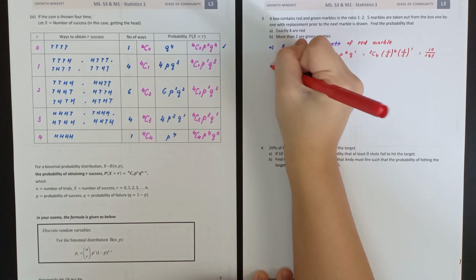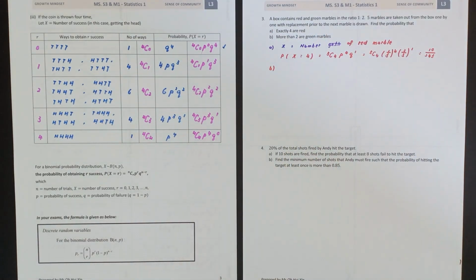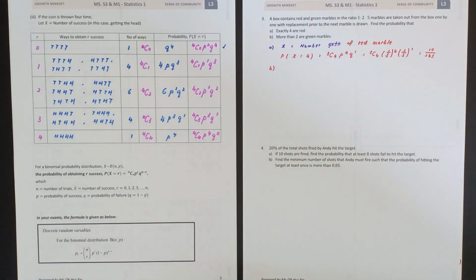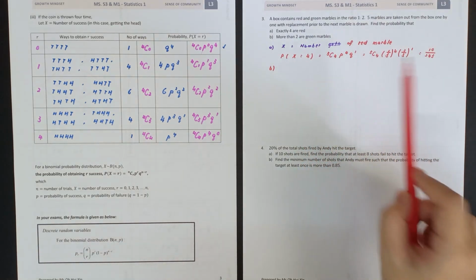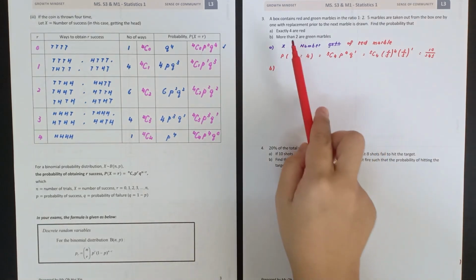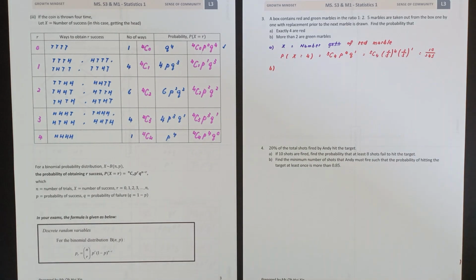Okay, B. More than 2 are green marbles. So can I write this question as P(X > 2)? No. Why? Because my X is the number of red marbles. If I write P(X > 2), it means I want to find the probability that more than 2 are red marbles. But now I want to find more than 2 are green marbles. So we need to think of it in another way. What does it mean for the red marbles if more than 2 are green?